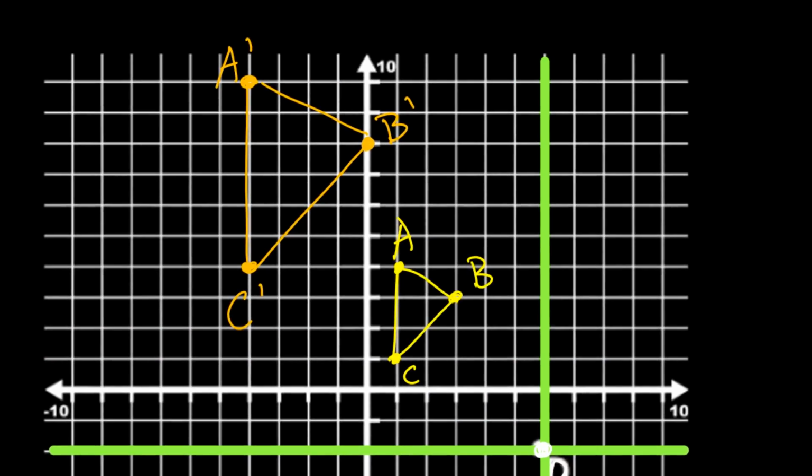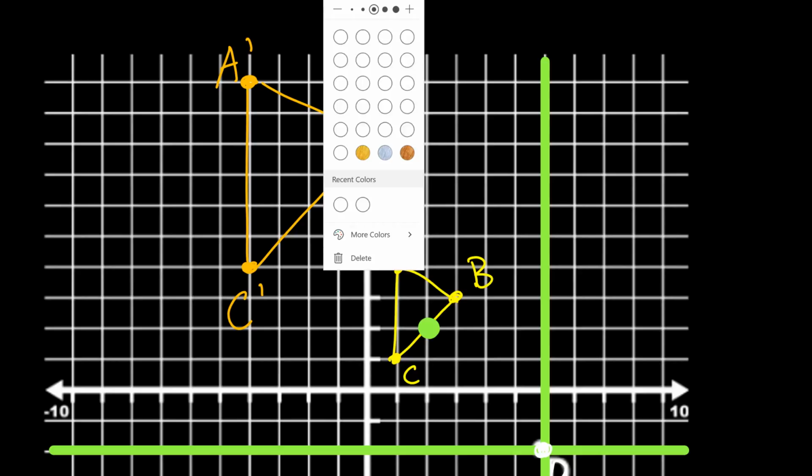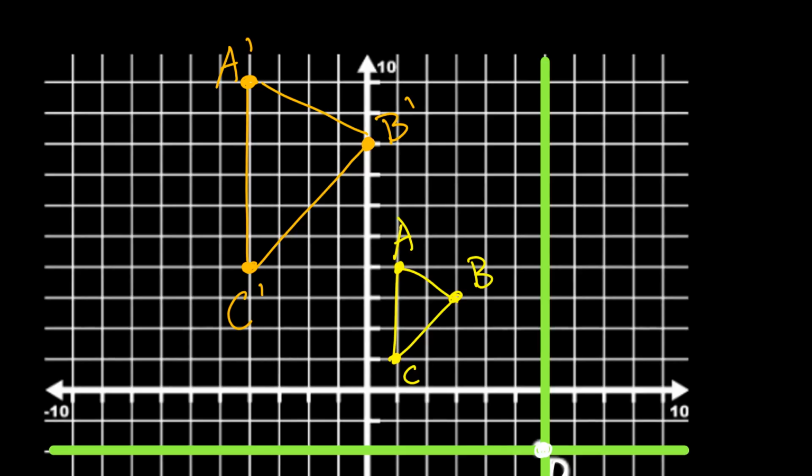Any questions so far? Okay, let me show you something a little interesting. If we hadn't dilated about point D, instead we had dilated about the origin like normal, our triangle would be, ooh, that's huge. Our triangle, the C would be here, the A would be here, and the B would be here.